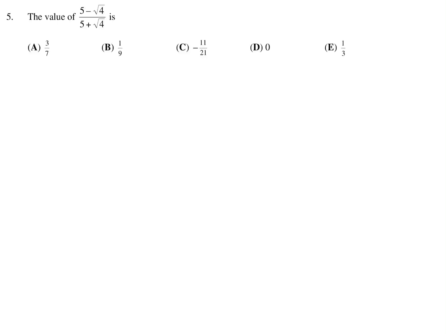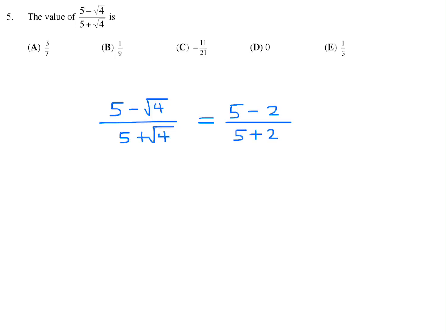So number 4, the answer is E. The value of 5 minus square root of 4 over 5 plus square root of 4. Now, whenever I see these square roots, I immediately think about rationalizing the denominator. But in this case, you actually don't need to do that because the square root of 4 is an integer. So all you have to do is really just calculate the numbers. So square root of 4 is 2. And then on the bottom, square root of 4, of course, again is 2, but this time it's a plus. So that becomes 3 over 7. And that's it. So number 5, the answer is A.